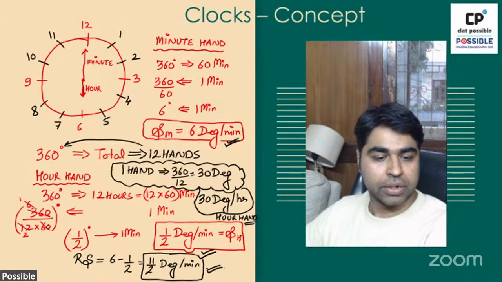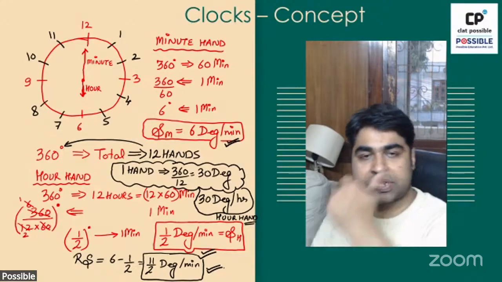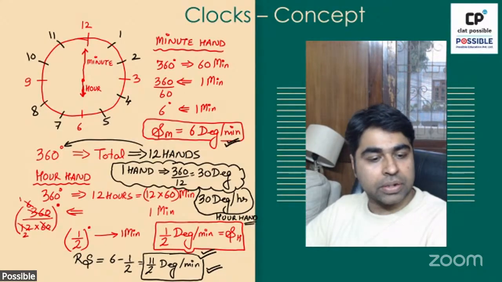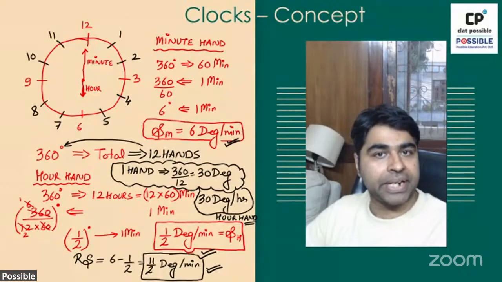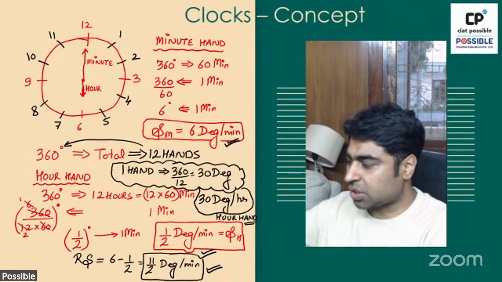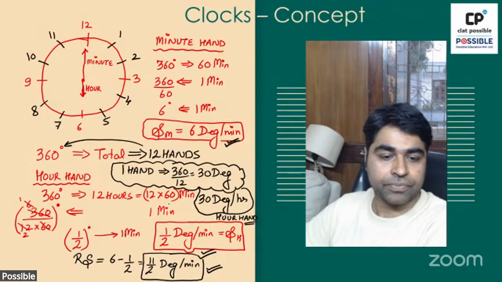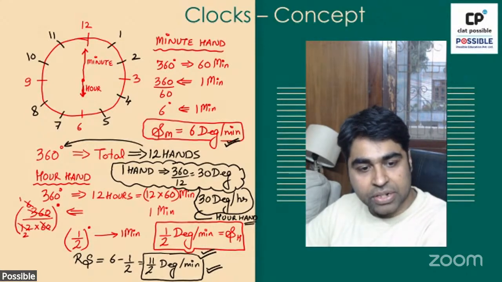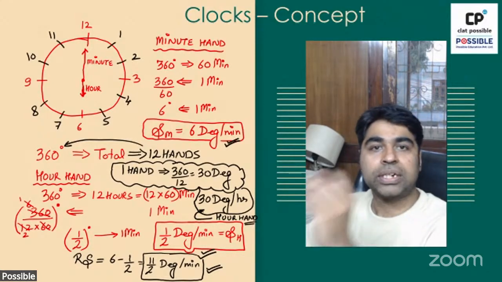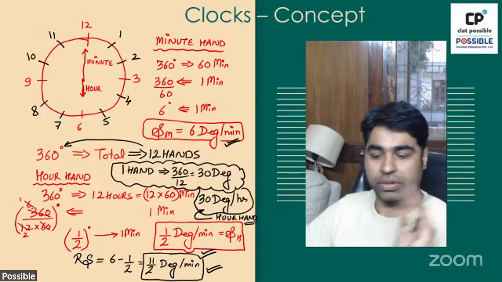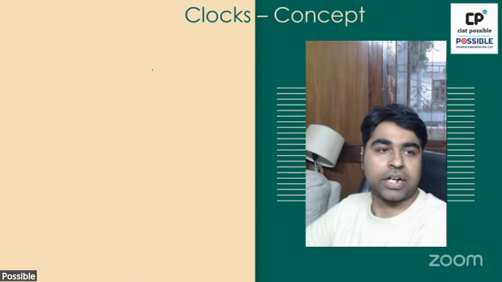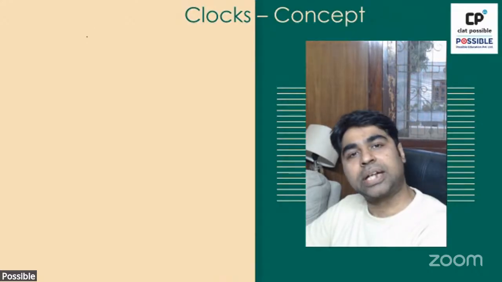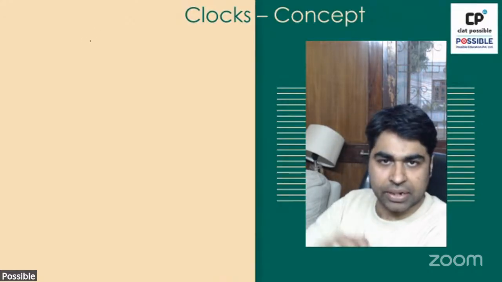Correct. So if you see here, I have given you two data. One is the relative speed of the minute hand and the hour hand. And the second is the overall movement of the hour hand. The hour hand does a movement of 30 degrees per hour. Now a combination of this forms a very important formula. That is something we'll discuss a little later on.